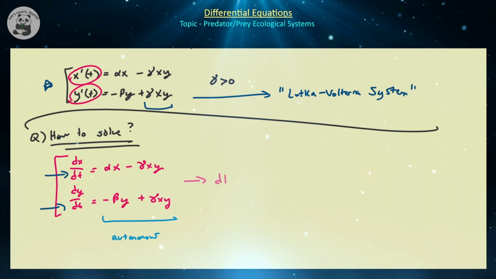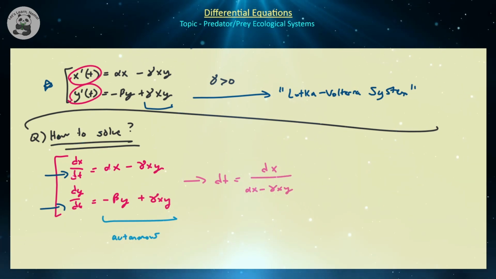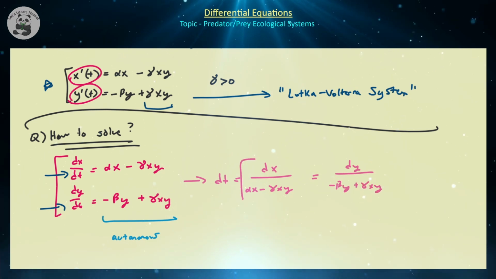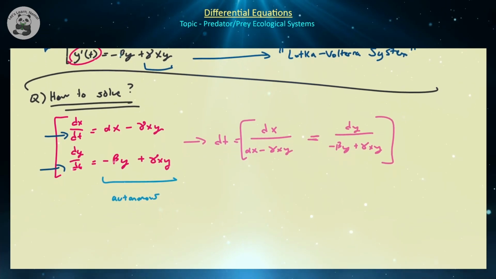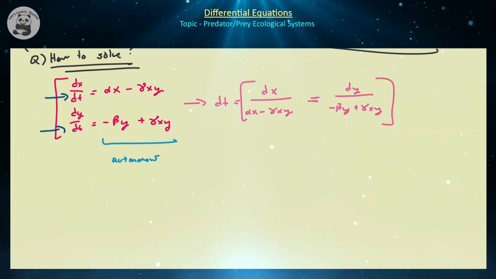So dt in our first equation is going to be equal to dx over alpha x minus gamma xy. And dt in the second equation is going to be equal to dy all over minus beta y plus gamma xy. And then, since both of them are equal to dt, I'm going to set them equal to each other and see if we can solve for x and y.